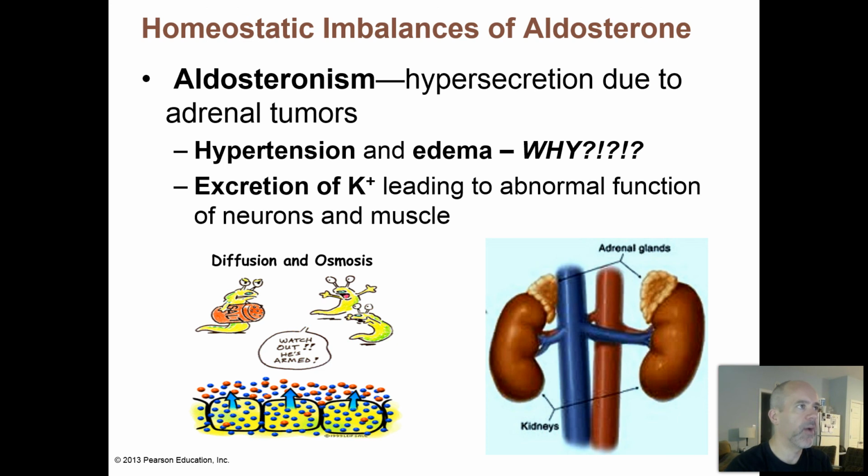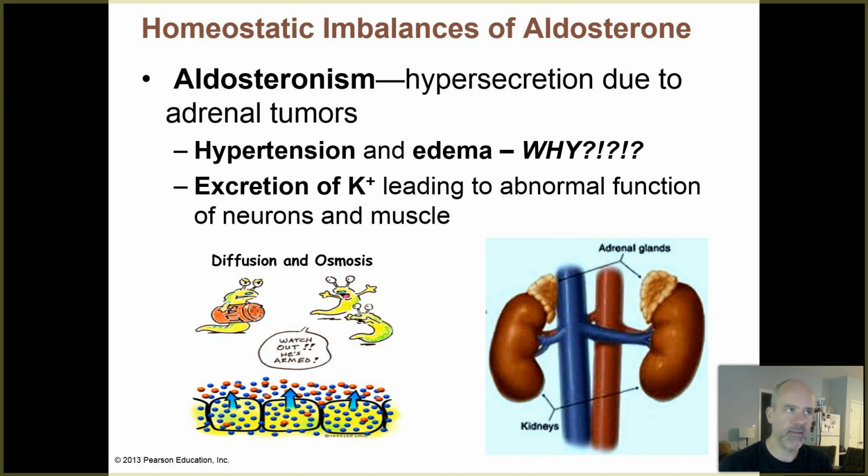All right, how about some homeostatic imbalances? When we learn about these homeostatic imbalances, really throughout this course, you want to make sure you're thinking about and understanding why, based on how things function. Why does the disorder occur? Why do these symptoms of the disorder occur based on the physiology that you're learning? So there is one called aldosteronism, and this is a hypersecretion of aldosterone, so excess secretion, and it's due to an adrenal tumor.